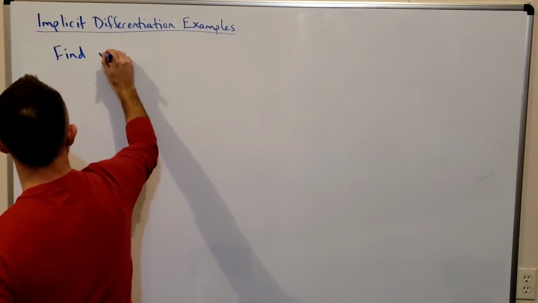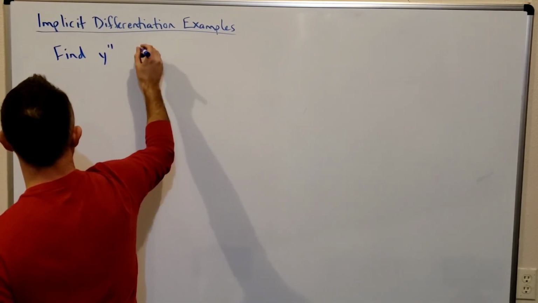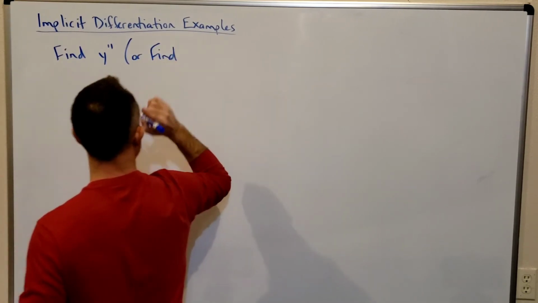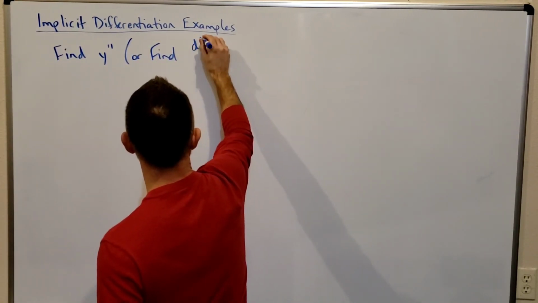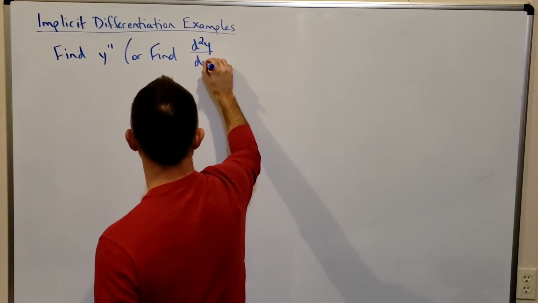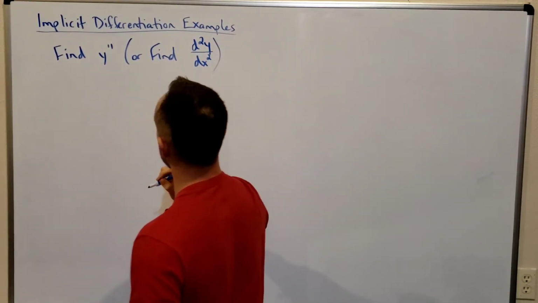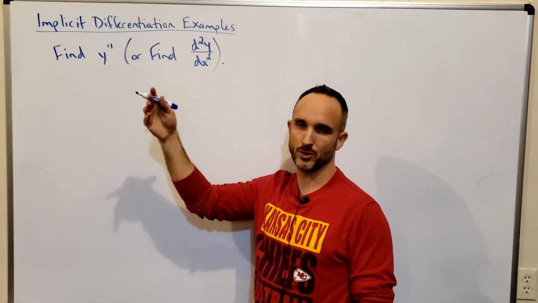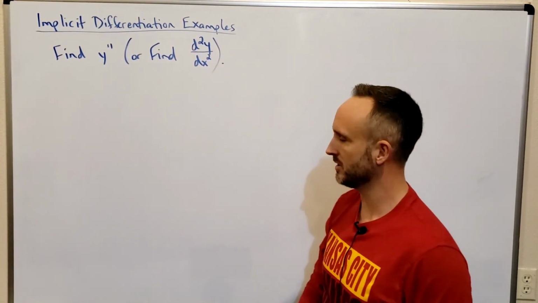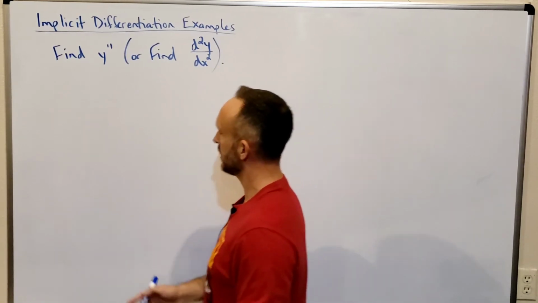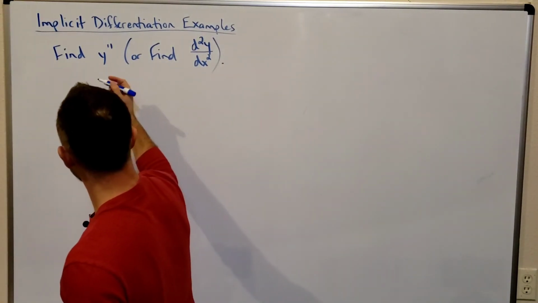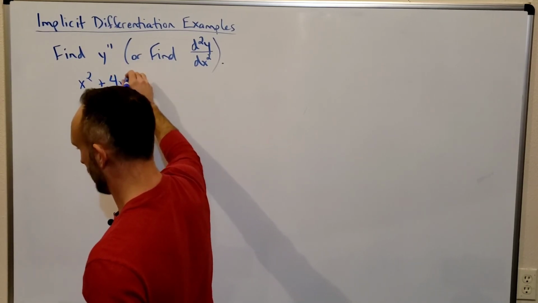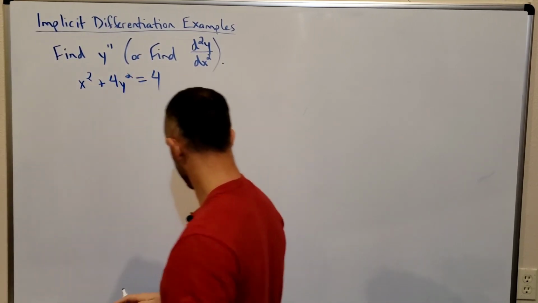I could say find y double prime, or I could say find d squared y dx squared, if I wanted Leibniz notation. Okay? This one is probably a little more natural if we're using Leibniz notation throughout our implicit differentiation anyway. But let's say that the implicit equation we're working with is x squared plus 4y squared equals 4.